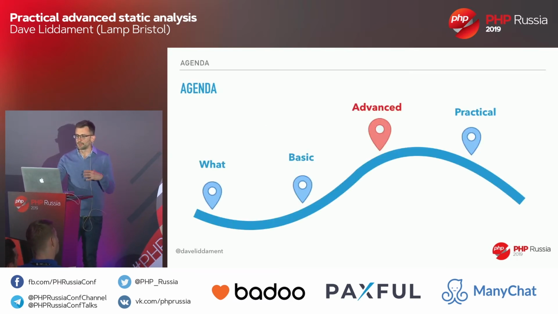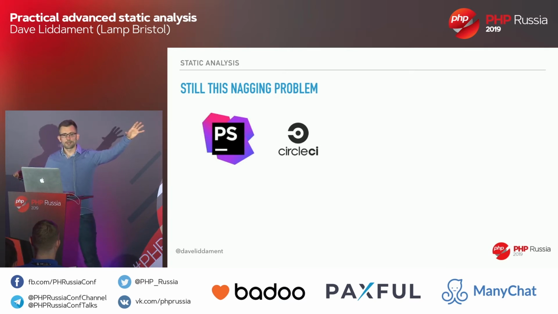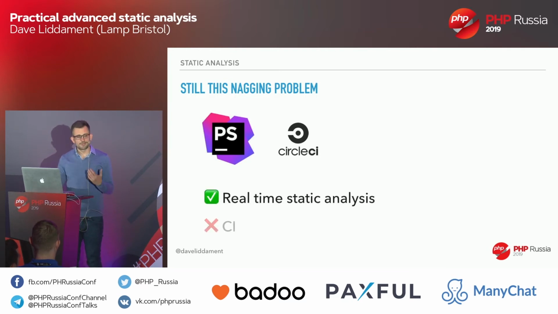So I'm going to talk now about the more interesting bits, the advanced static analysis. And I kind of had this nagging problem. The real-time static analysis that was going on in PHPStorm was really powerful. It was far more powerful than anything I had in my Circle CI. So if I saw a bug whilst I was writing code, that was fine. My IDE would tell me that there's a problem. But there was no safety net. If I missed something, or maybe I made a change to code here, and that affected something over there, and I wasn't aware of that fact, there was no safety net for that. So I had my real-time static analysis, but my CI was a bit lacking.